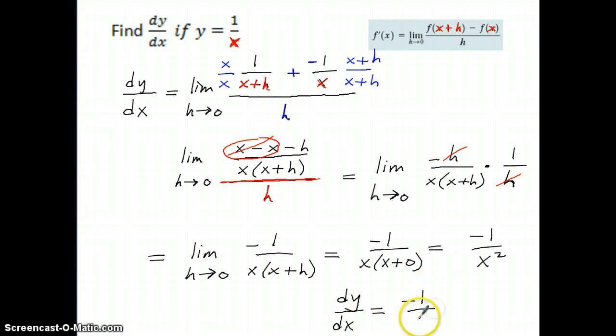So if I want to figure out the slope of the tangent line at any point on our original function, I simply plug into our derivative function to figure out the slope of the tangent line. Any questions there?